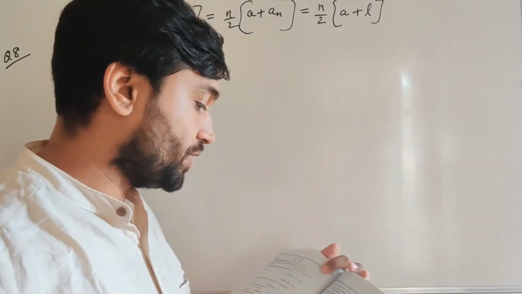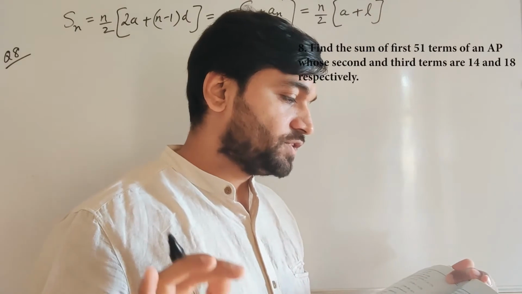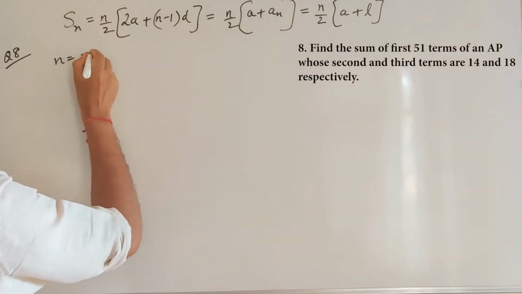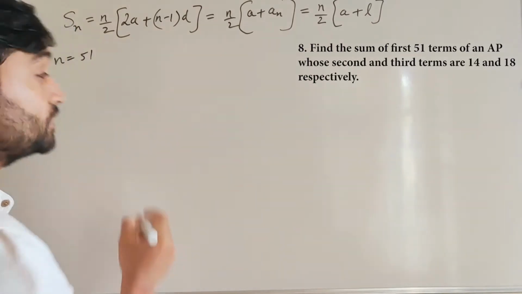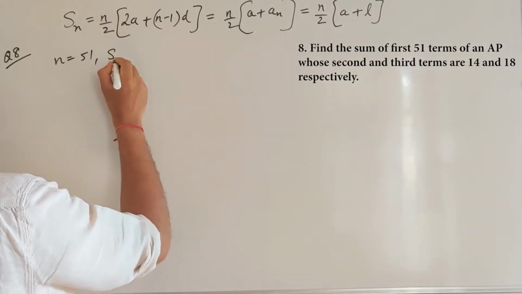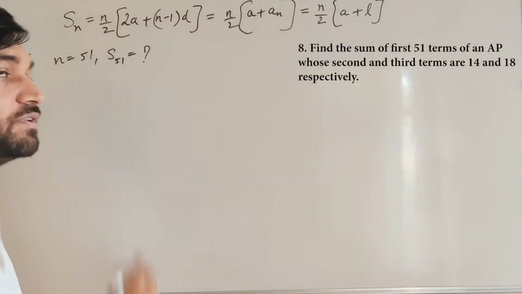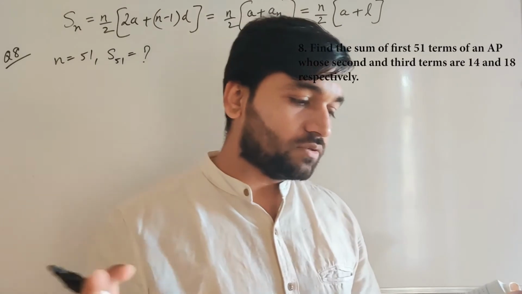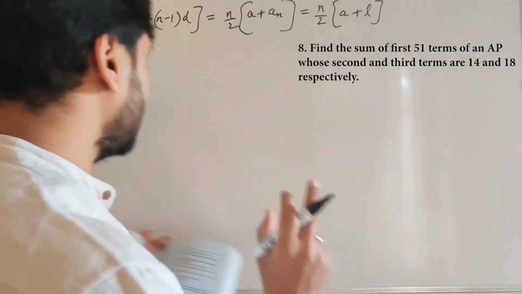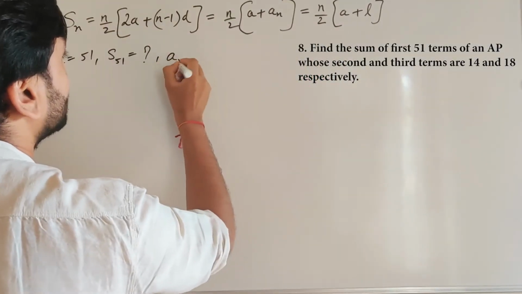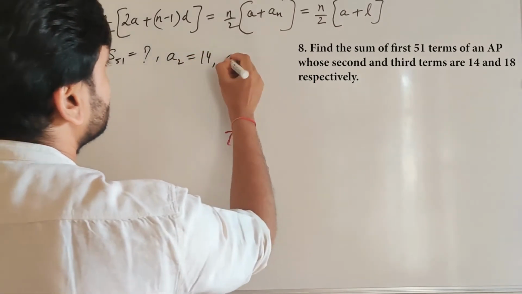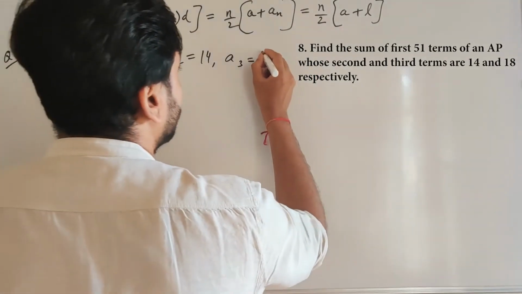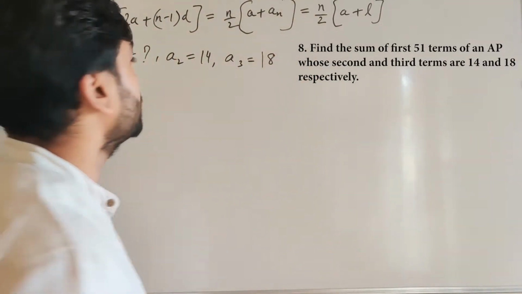Okay. So the next question, question number 8. Find the sum of first 51 terms of an AP. So n becomes 51 because it's saying sum of first 51 terms. And find the sum, that means they're asking S51. Find the sum of first 51 terms of an AP whose second and third terms are 14 and 18. So second term means A2 is 14 and third term is 18. So A3 becomes 18. So this is what is given to you in the question.